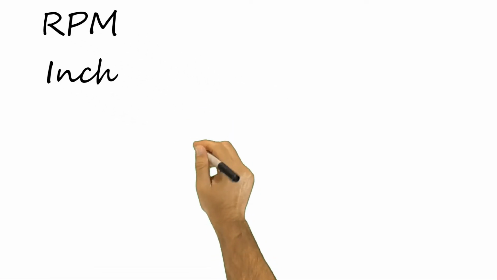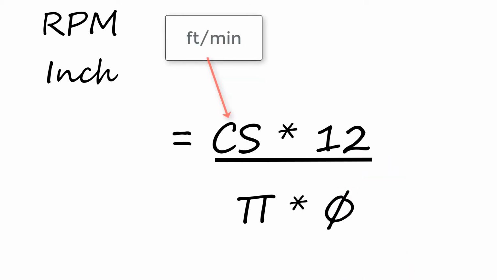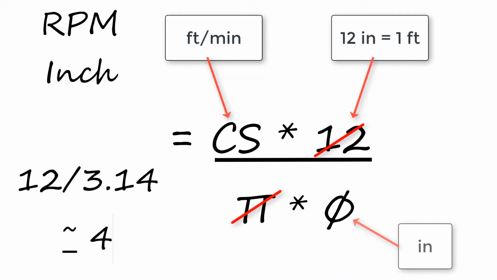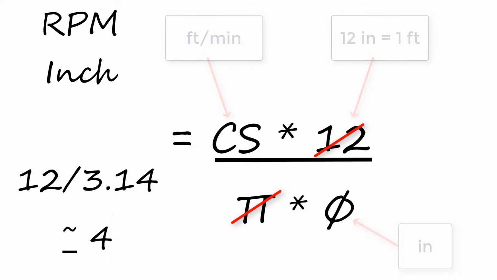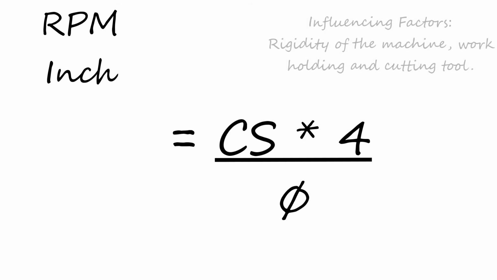The inch formula to calculate RPM is the cutting speed in feet per minute times 12, divided by pi times the diameter in inches. Dividing 12 by pi can further reduce this formula to the cutting speed times 4 divided by the diameter. The approximate formula as shown here is often used because there are several factors which influence the cutting, such as the rigidity of the machine, the setup, and the cutting tool.